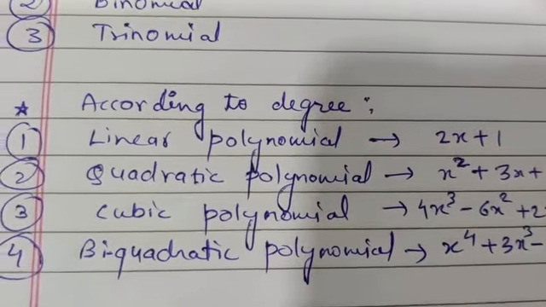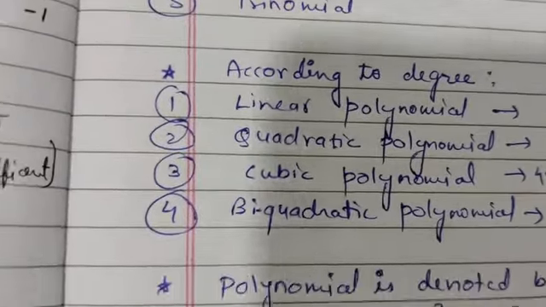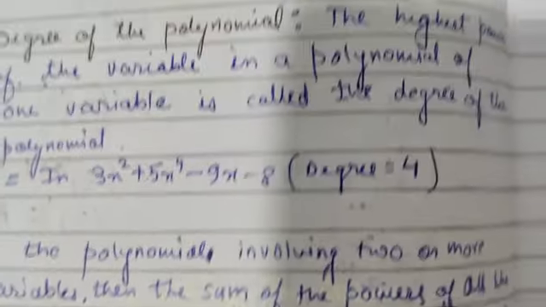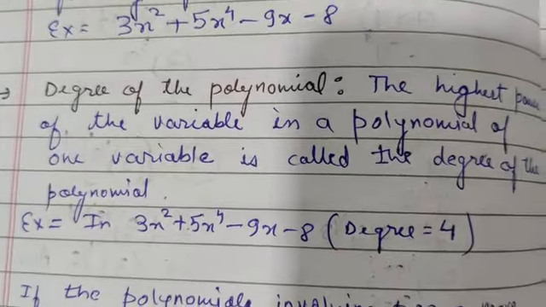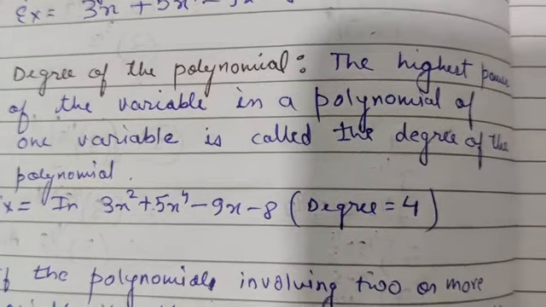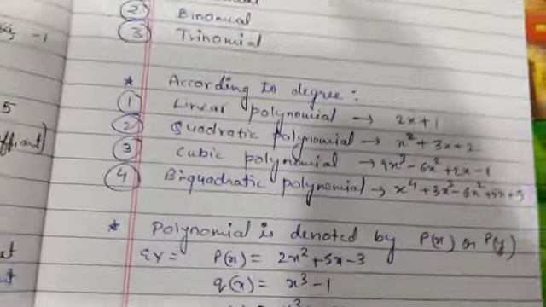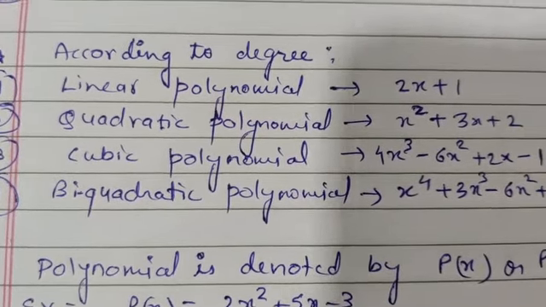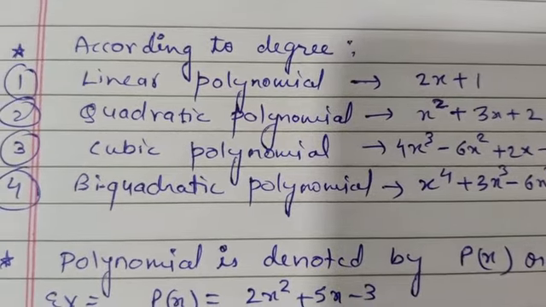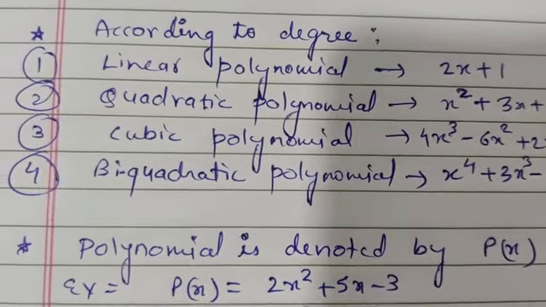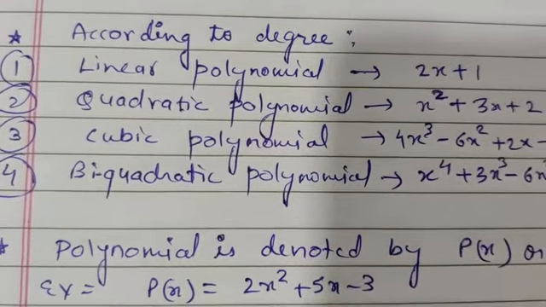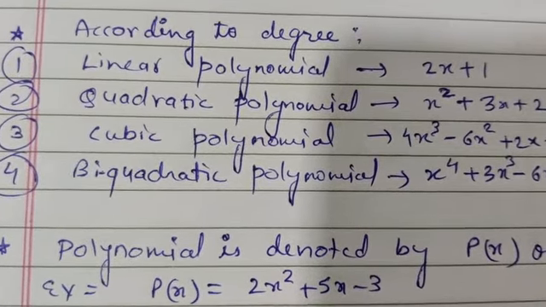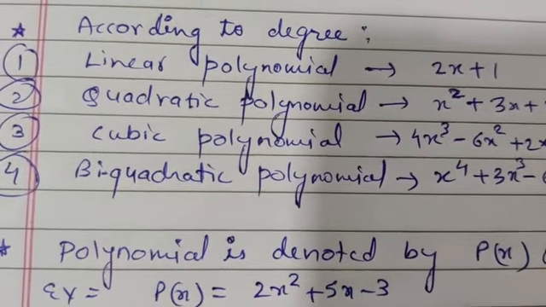Degree, as we discussed yesterday, degree of the polynomial, the highest power of the variable in a polynomial of one variable is called the degree of the polynomial. So we have to see the exponent, the highest power. According to the highest power, we can say which type of polynomial it is. The first one is the linear polynomial. Linear polynomial means where the degree is 1.